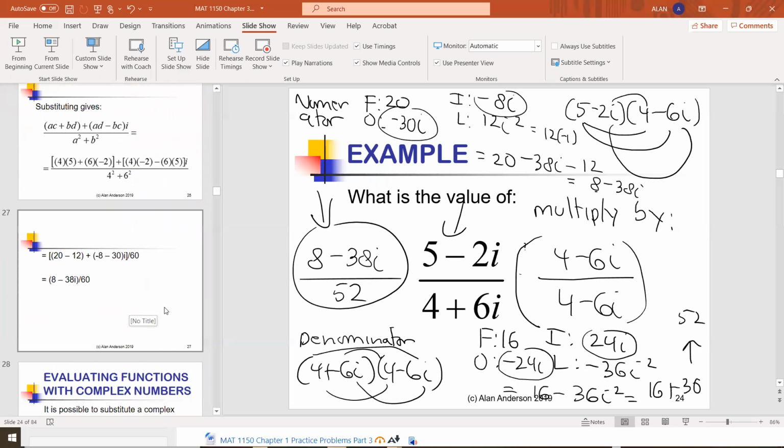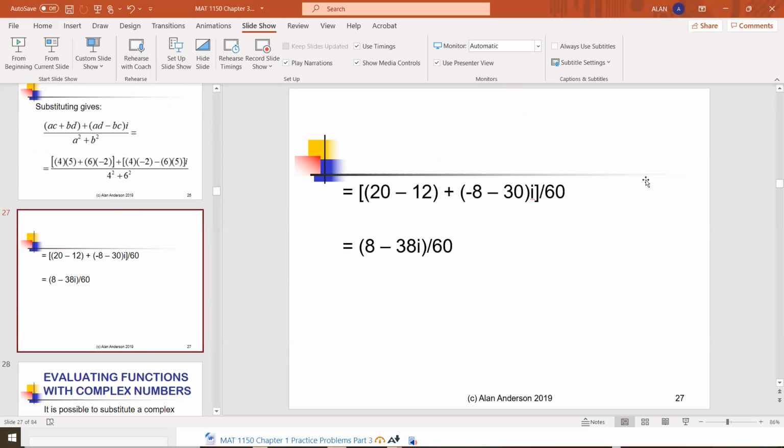Oh my God, there's a typo in the notes. I just noticed it. In the notes, it's got 60 here. It should have, oh boy. This is 52. So I'll fix that. Make a note to myself. But yeah, those two should have been 52.